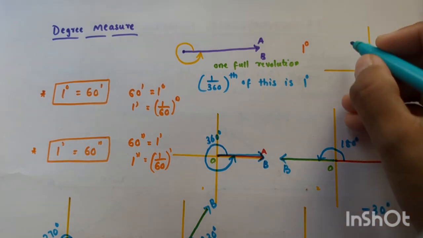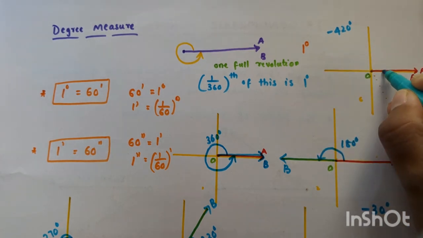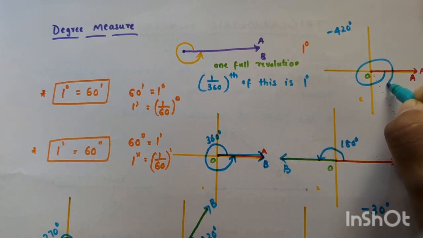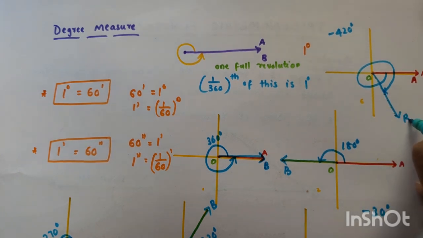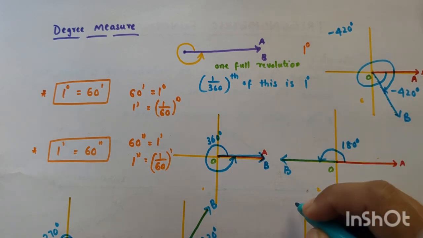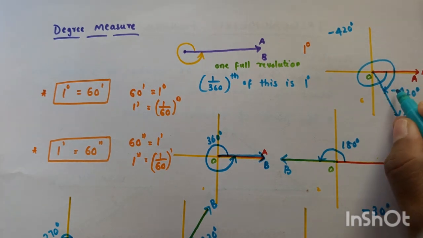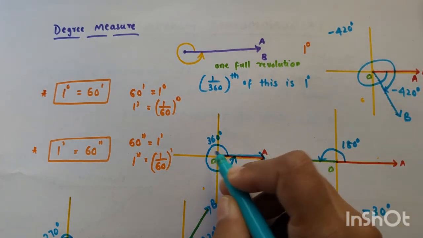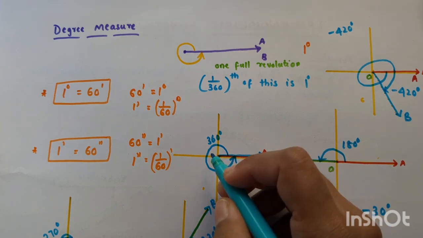Similarly, if you consider minus 420 degree angle. Minus means clockwise rotation. So this is the initial side OA. One complete revolution, 360, then 60 more. So 60 more will be somewhere here. So you see, this side will be the terminal side, and the angle corresponding to that is minus 420 degree. See, if the rotation is in the clockwise direction, then the angle is a negative angle. If the angle is measured in the anti-clockwise direction, that is the positive angle.